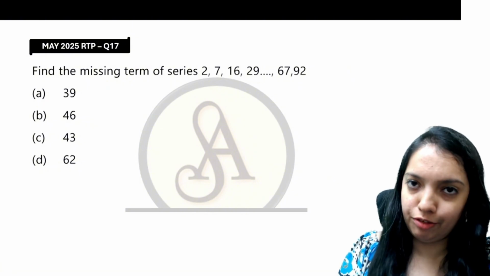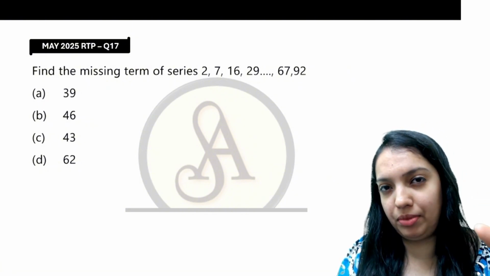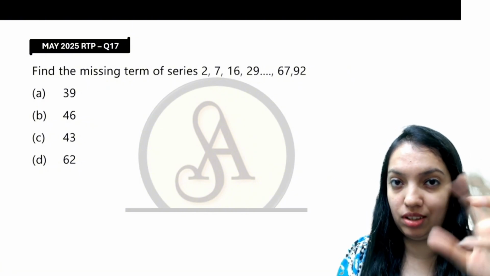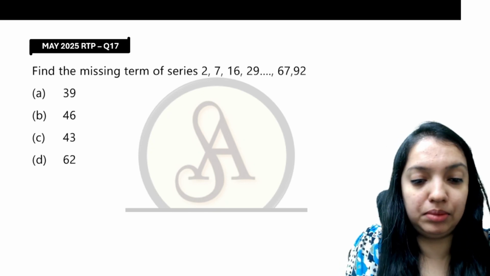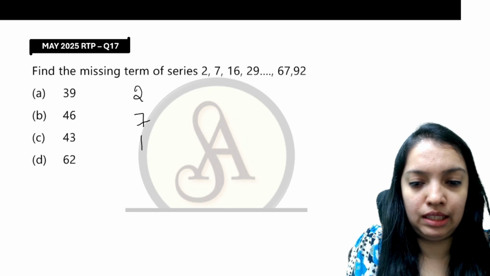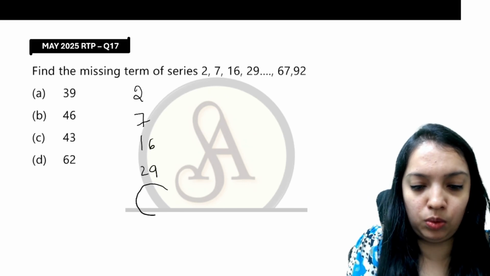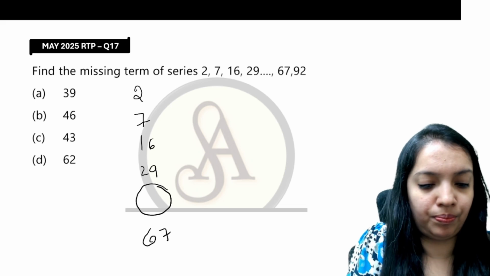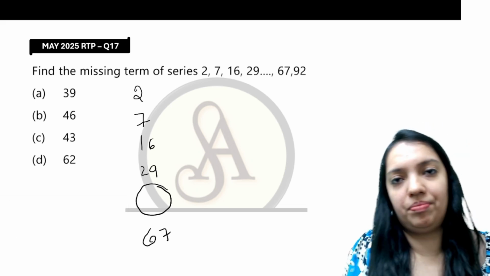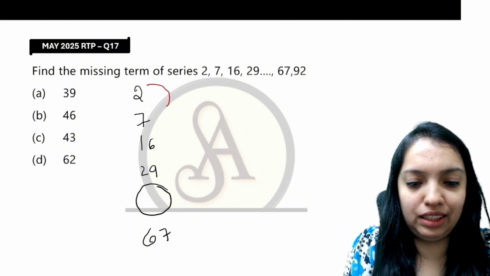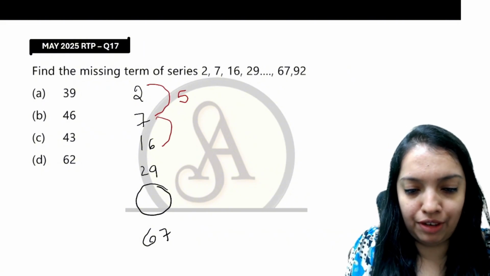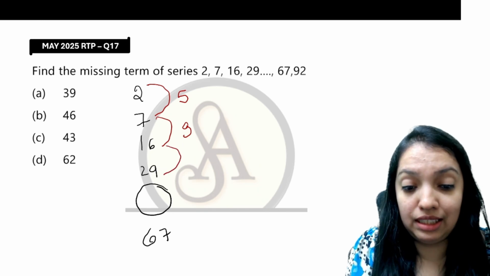Next question is again from logical reasoning, the first chapter: number series, coding decoding, odd man out. A number series question. You need to find the missing term. So it is number series 2, 7, 16, 29, question mark, 67. What does this look like? Addition, multiplication, addition series, correct? So find the difference between these two, 5, find the difference, 9, find the difference.